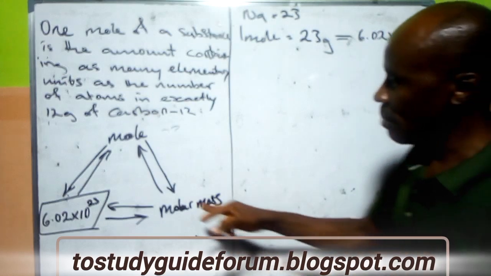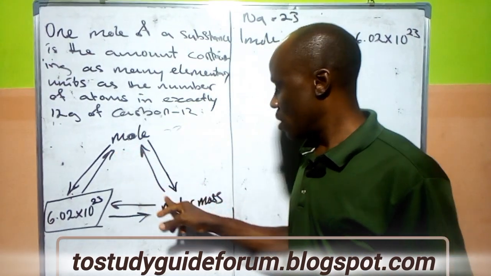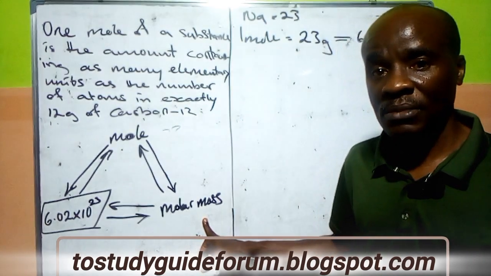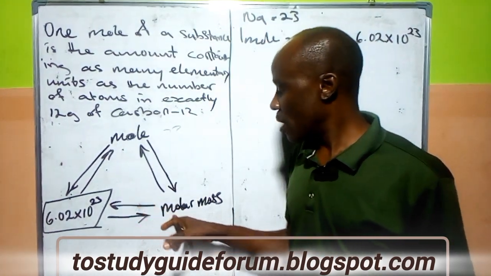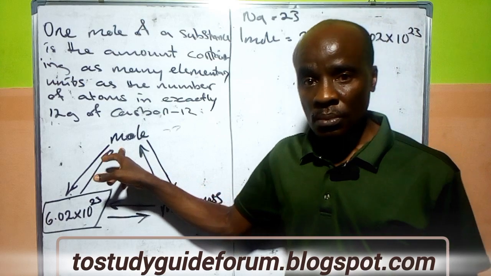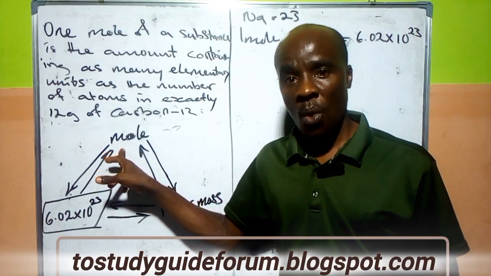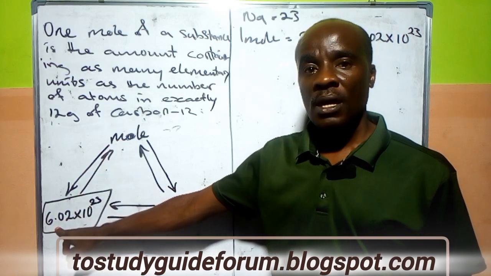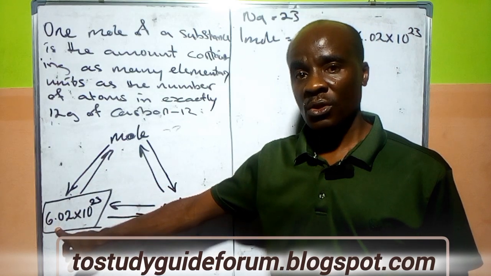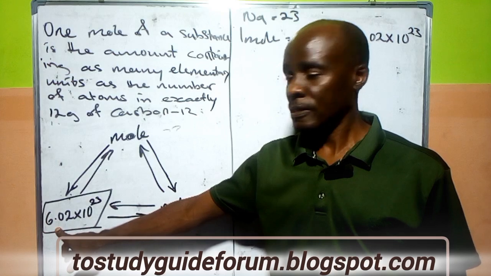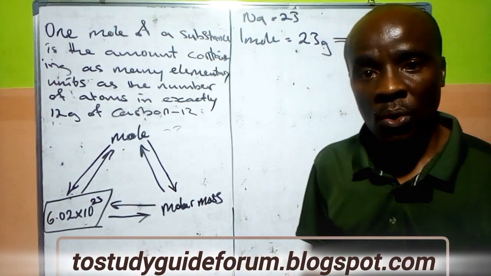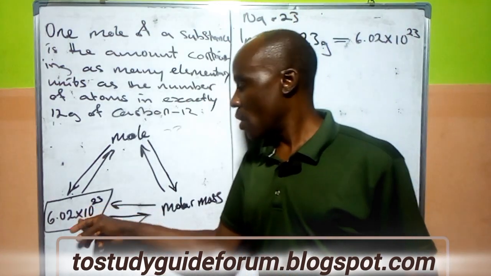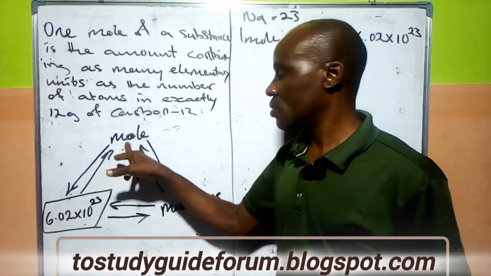We have already established the fact that a mole equals what? Molar mass. That's when we're expressing in grams, and molar mass also equals a mole. And here we have it that 1 mole contains Avogadro's number of particles. That is 6.02 times 10 raised to the power 23. And this Avogadro's number equals 1 mole.